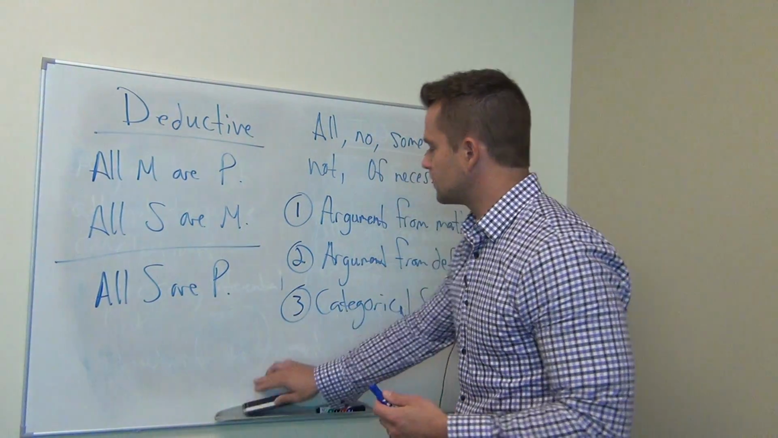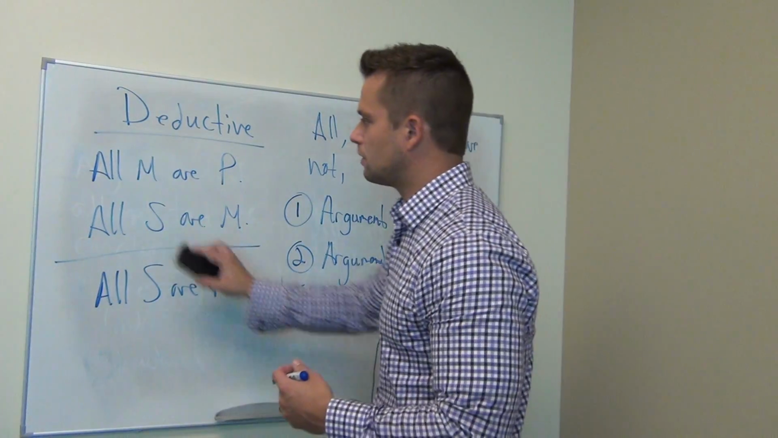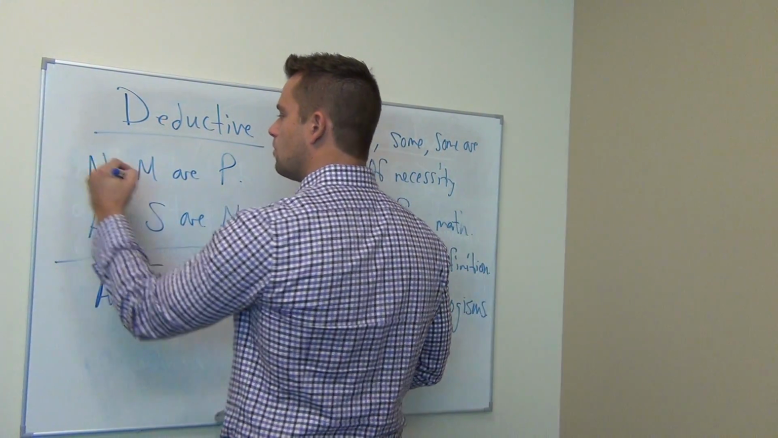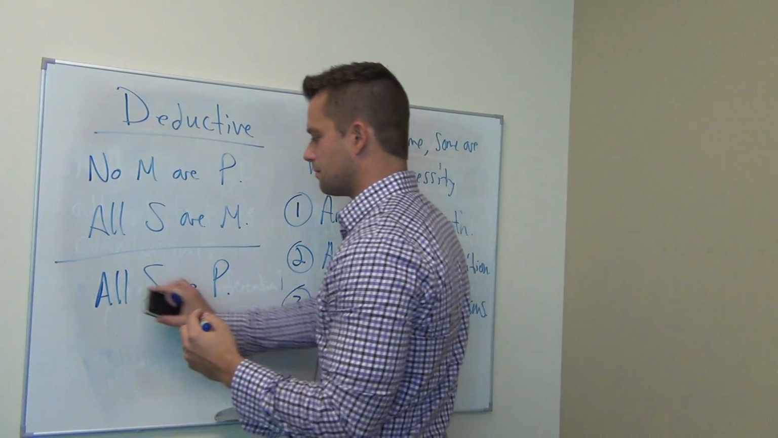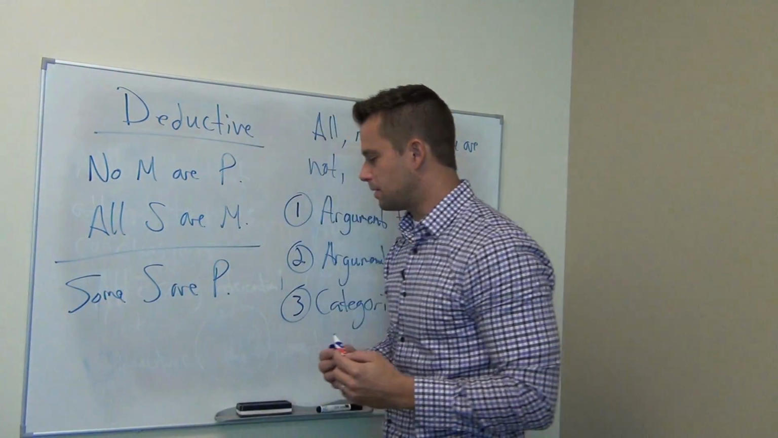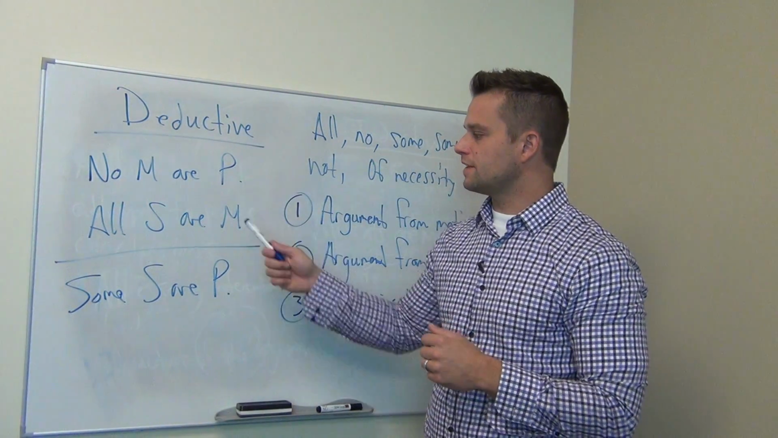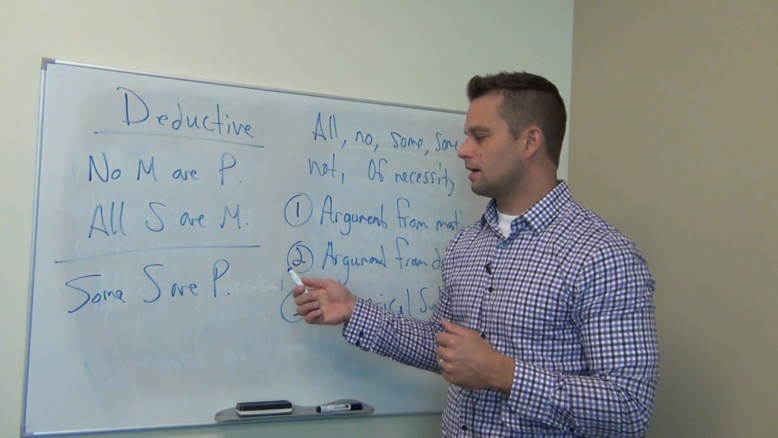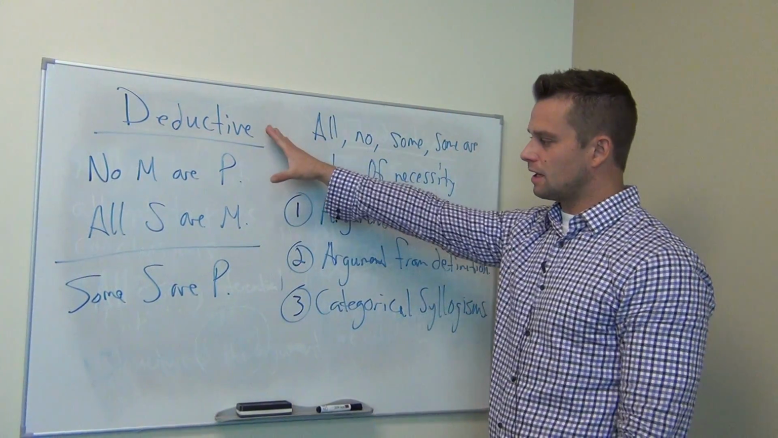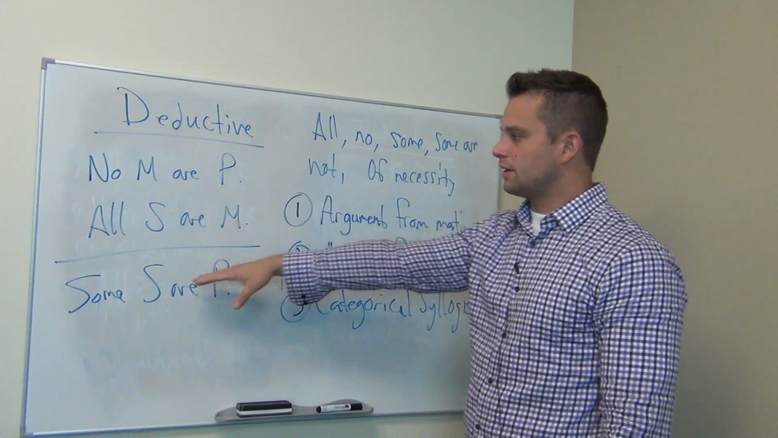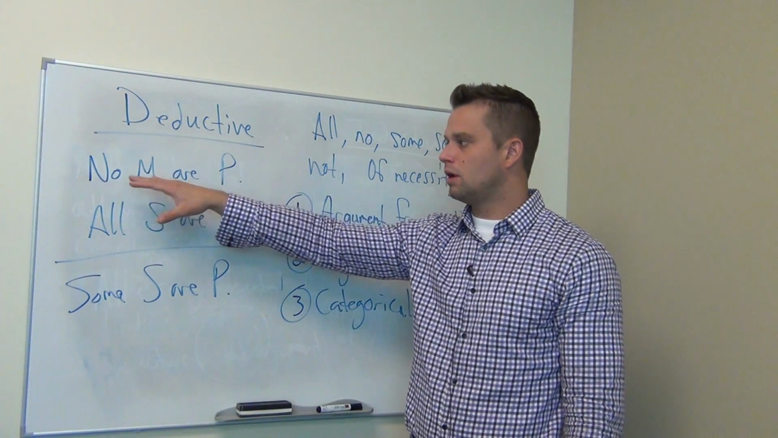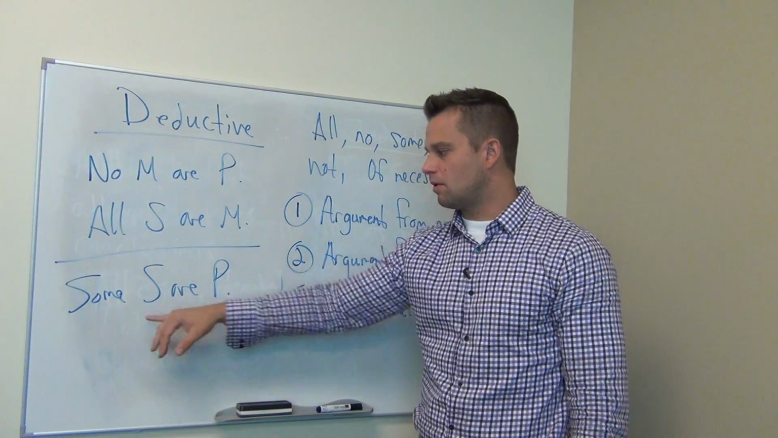But also notice these other words that we haven't been talking about. So I can change this to no M are P, all S are M, therefore some S are P. And in this case, this is an invalid form, but it's still a deductive form. And notice all of the premises and the conclusion abide by the no, all, some, or some are not.